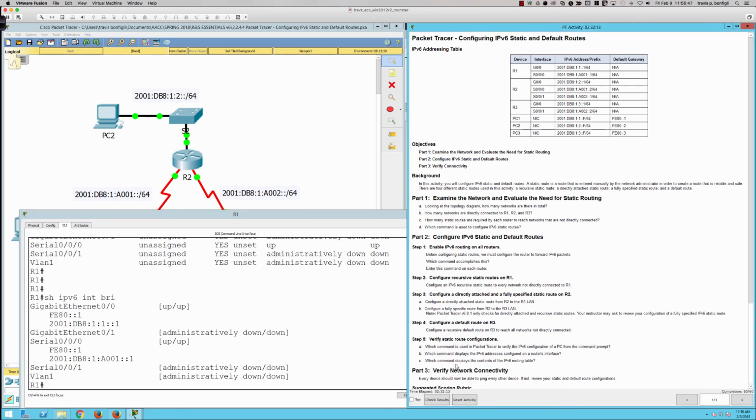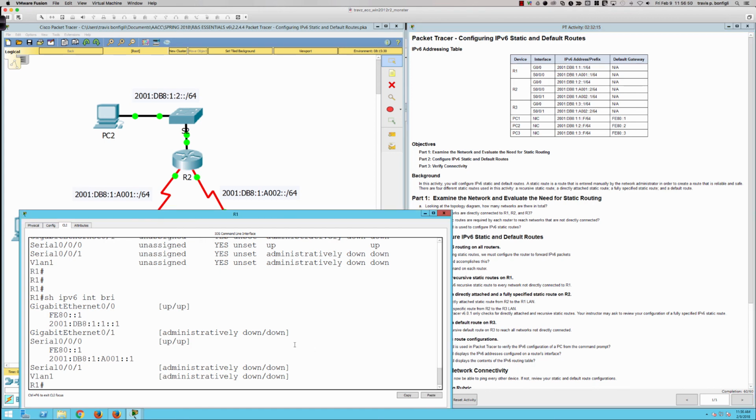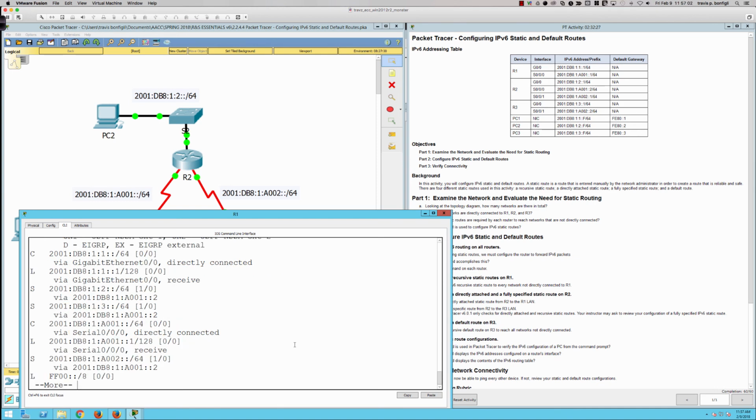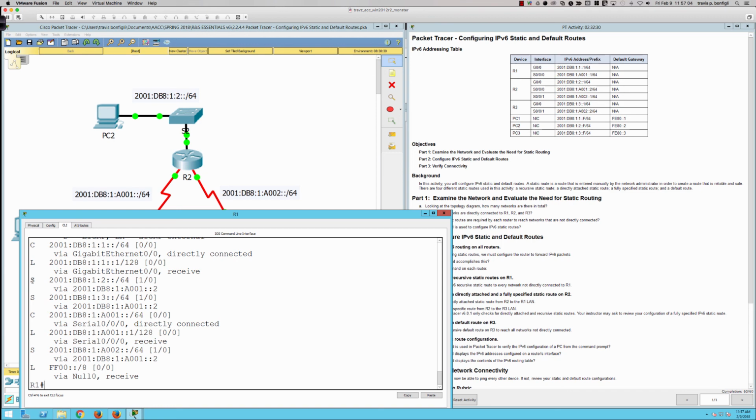And then last but not least, which command displays the contents of the routing table? If it was IPv4, it would be show ip route. But again, this is a non-dual stack environment. Everything here is IPv6, so I would say show ipv6 route. And it shows me my statics with the S, it shows me my directly connected, and it shows me my local /128s, right? This is equivalent to a /32 host route, but it's a 128 because there are 128 bits in IPv6 addressing.